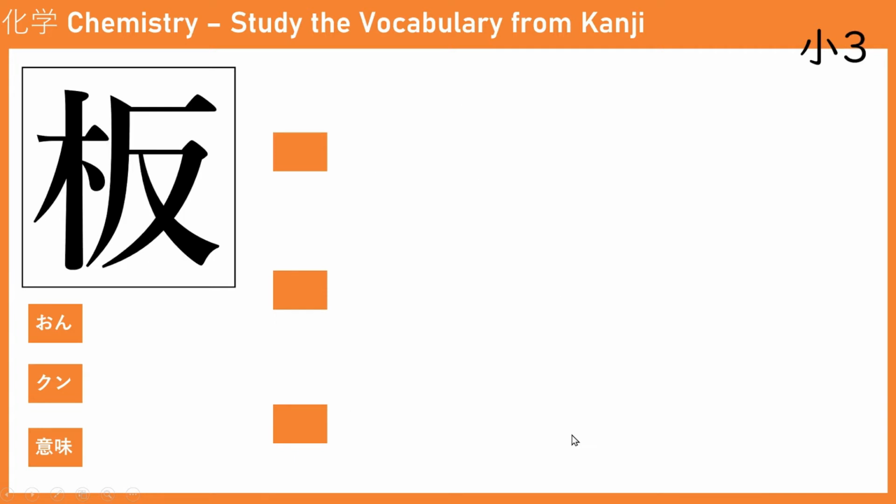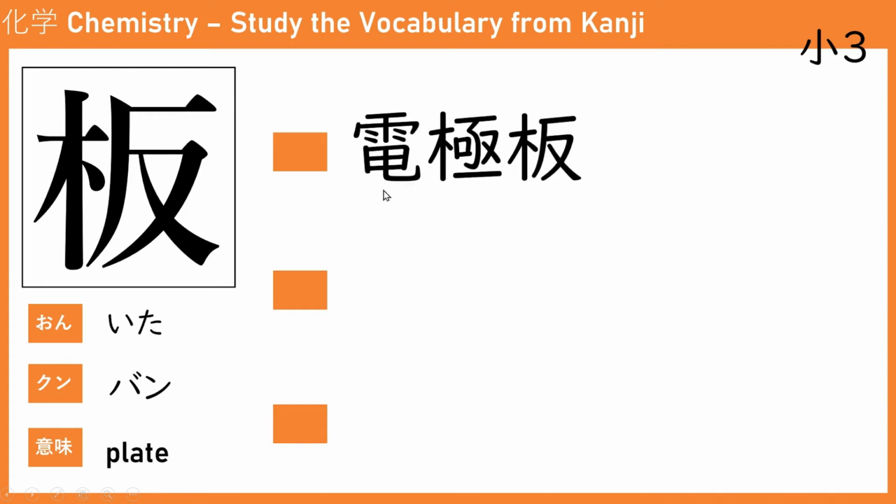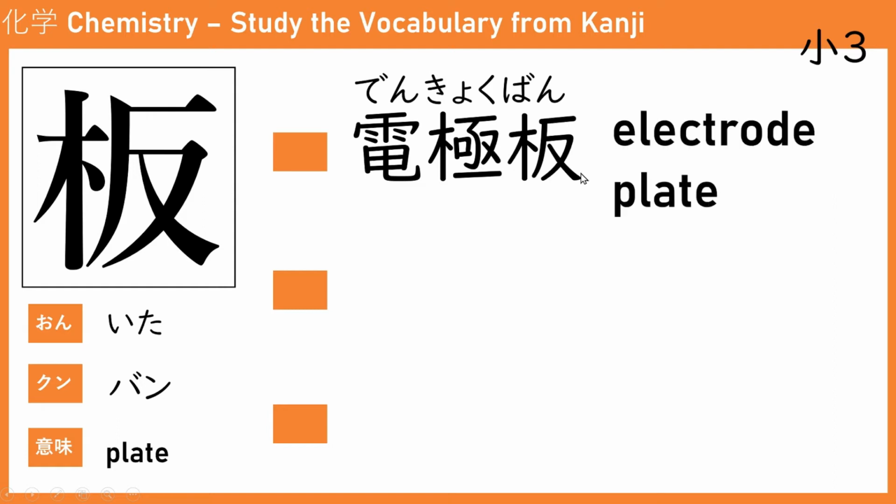The next kanji is ban or ita, which means plate. You can see the next word is denkyokuban. We have learned this one in the slide before. Den is electricity, kyoku is the pole, so denkyoku means electrode. And if you put ban, which means plate, it just refers to the electrode plate. Denkyokuban.